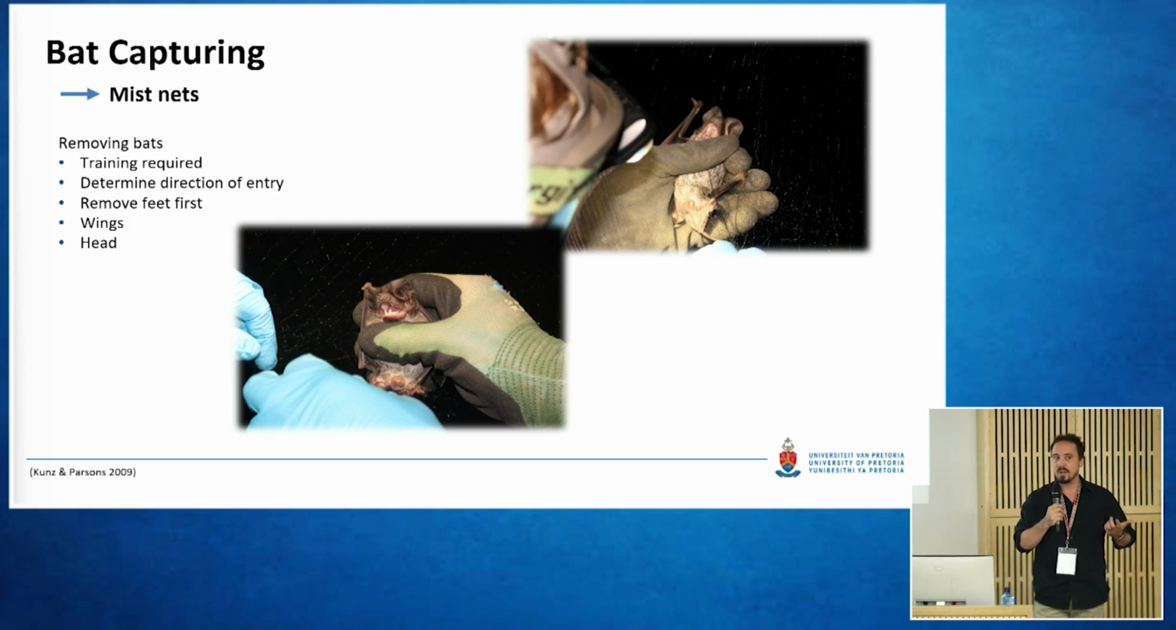But again, it's not as simple as described. They kind of fly and entangle themselves. So every now and again you get a bat where you just open the net and it pops out, but a lot of times they're really entangled in there. And that's where it takes some training.